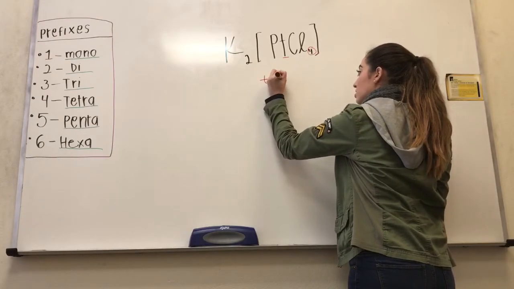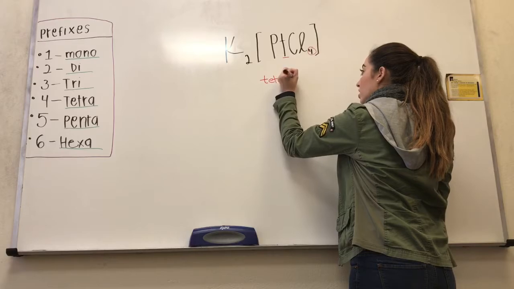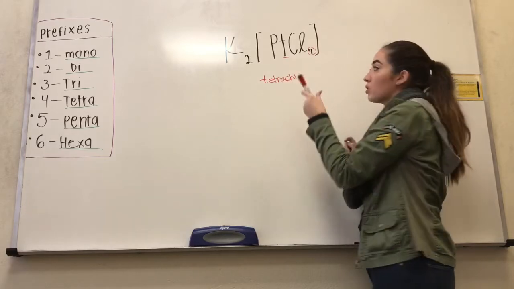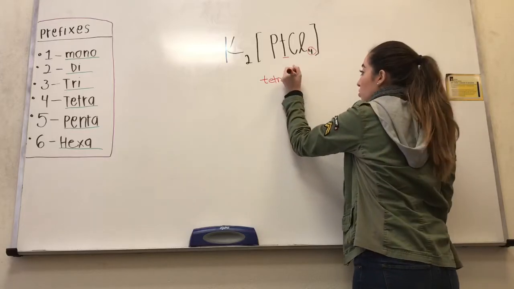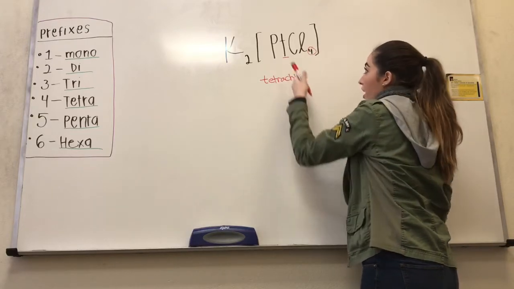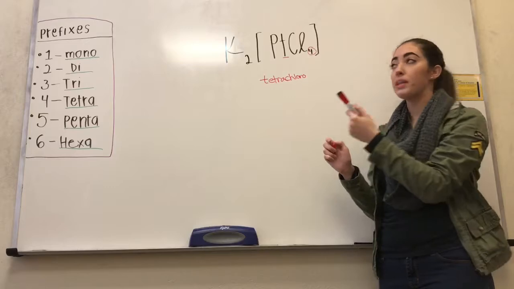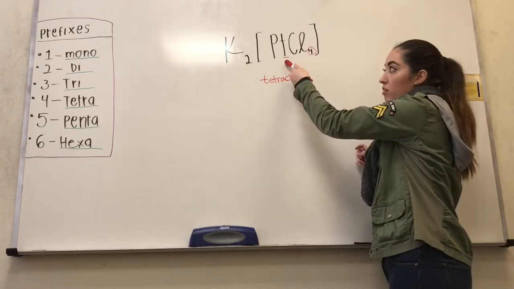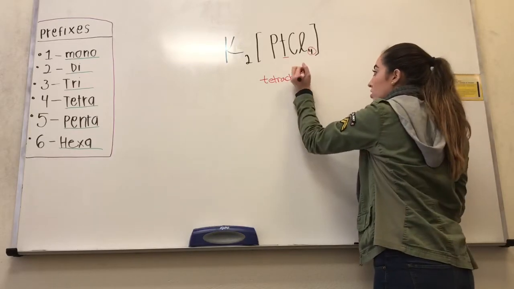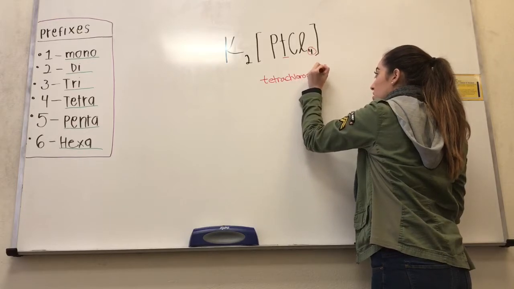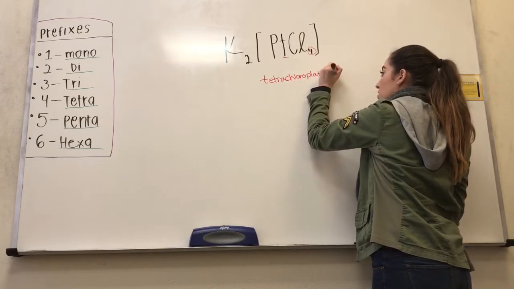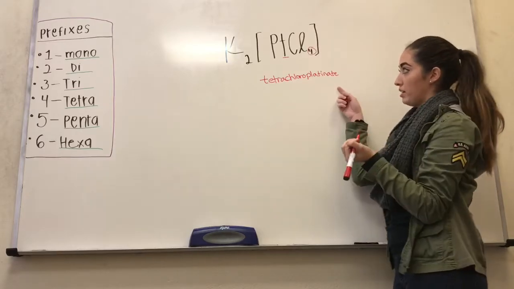Since it ends in "ide," it changes to "o." So chloro. And platinum ends up changing to platinate. And we put the metal in the back. Tetrachloroplatinate is what we have.